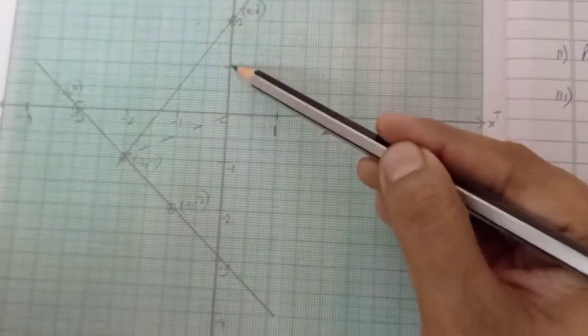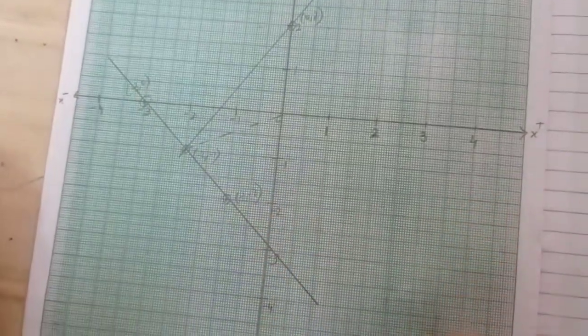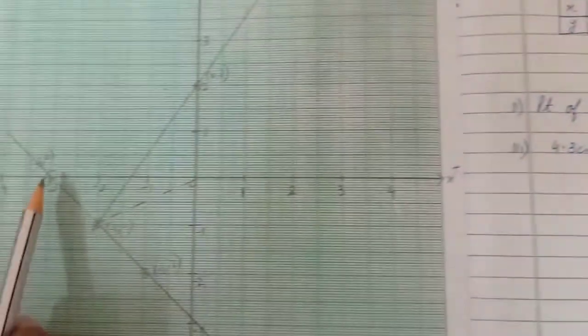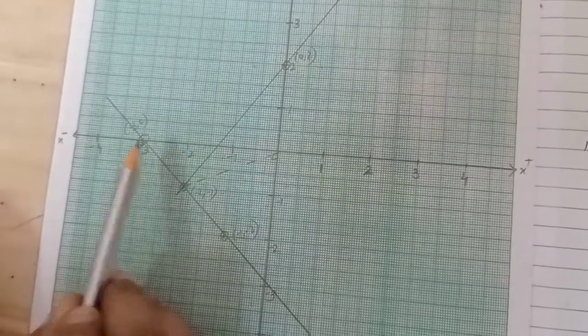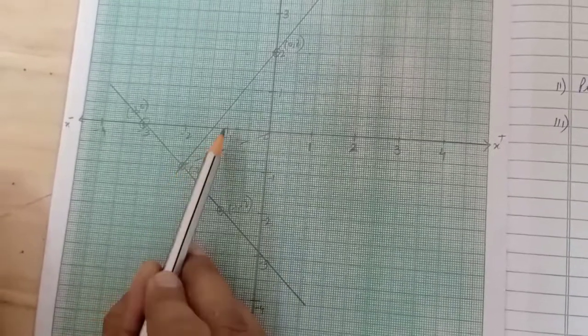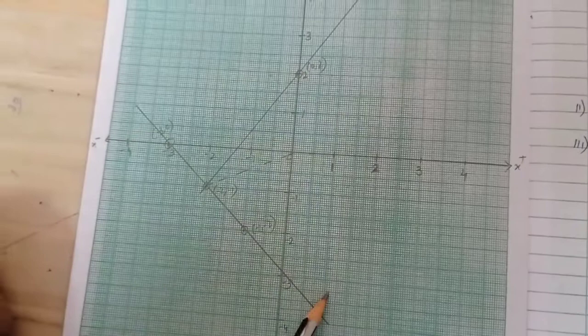See, here also I left 2 boxes and wrote the units. Here also I left 2 boxes. Same thing I repeated over here. Now the first coordinate is minus 3 and 0. It is here. Then the next is minus 2 and minus 1. Then the next is minus 1 and minus 2. Then I join the lines.